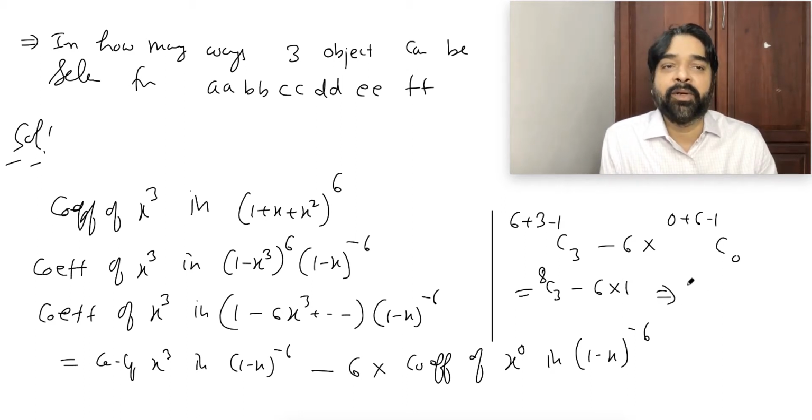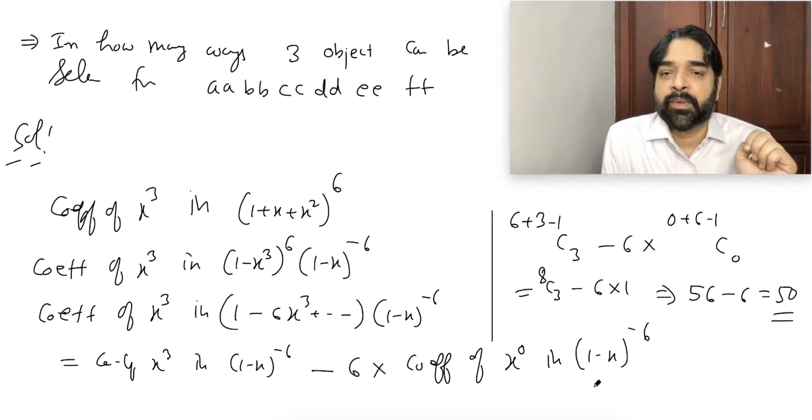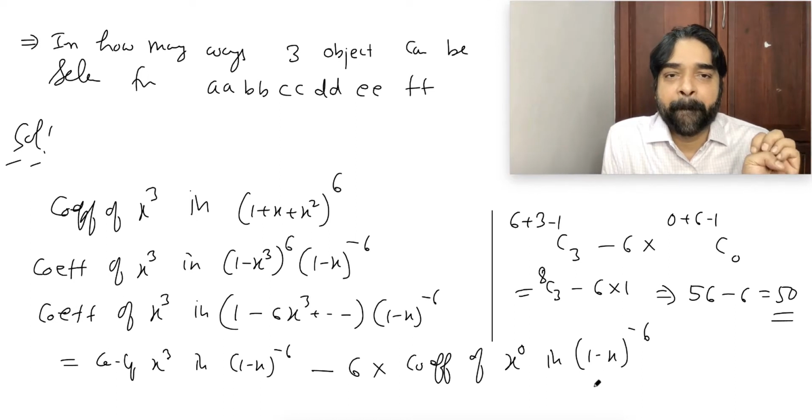8C3 will be what? 8 into 7 into 6 divided by 3 factorial, 42 I think. Yes, no? How much will be 8C3? 8 into 7 into 6 divided by 3 factorial, 6, so 56. 56 minus 6, answer will be 50. Check the calculation. I may make a mistake. Is this clear to everybody? This will be the answer.